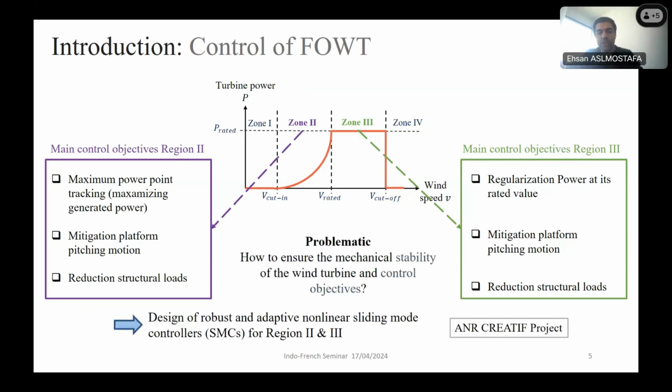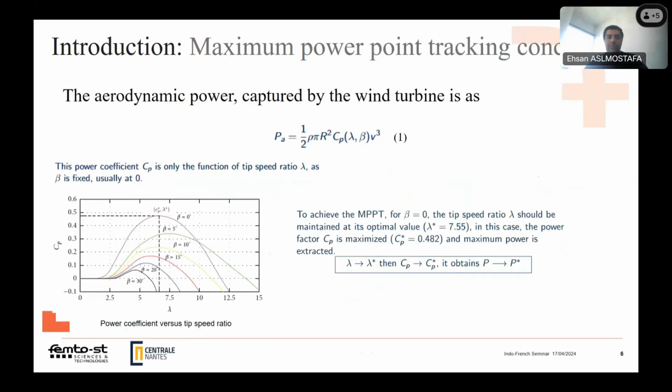In order to ensure the mechanical stability of the wind turbine, we have to look for some approaches. There may be other approaches, but here we propose to design a robust and adaptive nonlinear sliding mode control for regions 2 and 3. Let me discuss more about the concept of MPPT, or maximum power point tracking.